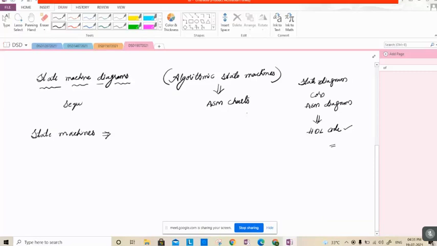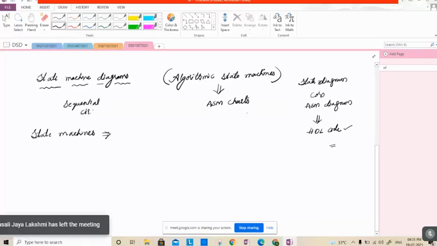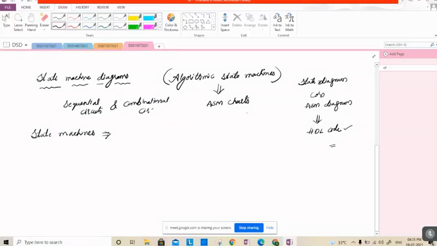So we have two types of circuits: sequential circuits and combinational circuits. Now, can anyone explain what are sequential circuits and what are combinational circuits? Combinational circuit, present input to present output. Present output depends on present input, sir.